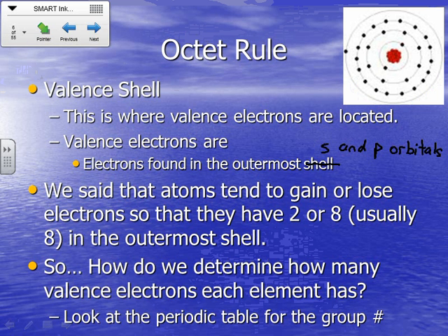Okay? That's actually on your notes. I know it's way down there at the bottom, but that's the letter I, little Roman numeral I. Look at the periodic table for the group number.